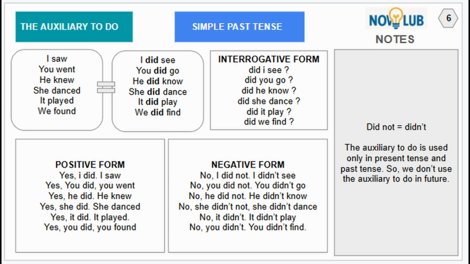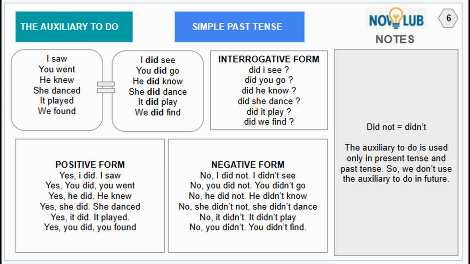The auxiliary to do is used only in the present tense and the past tense. So we don't use the auxiliary to do in the future. We only use it in the present and in the past.